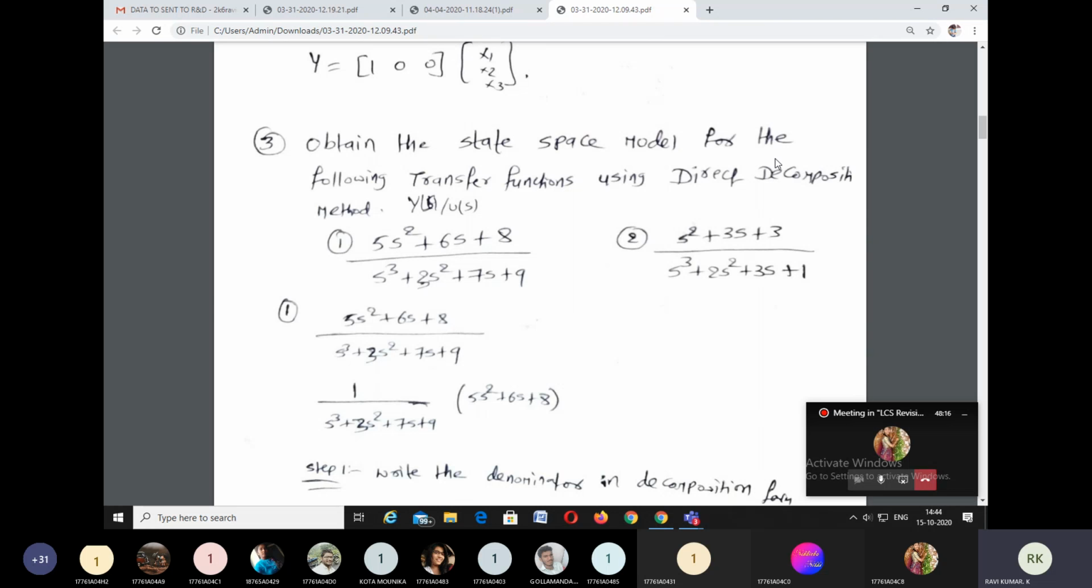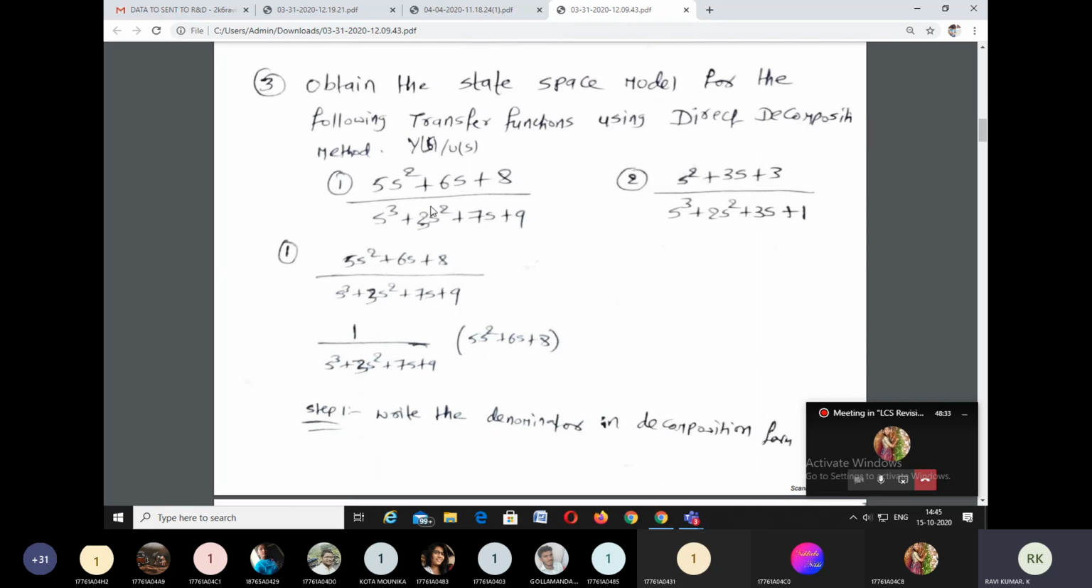But what is the approach they have given in the exams? In the exams you have to very carefully observe what method they have given. They have given the direct decomposition method here. So by using this direct decomposition method, we have to convert the given system transfer function into a state space model. How do we write it? The first step: I am taking the first problem, 5s square plus 6s plus 8 divided by s cube plus 3s square plus 7s plus 9. Here this is the numerator and this is the denominator, right?